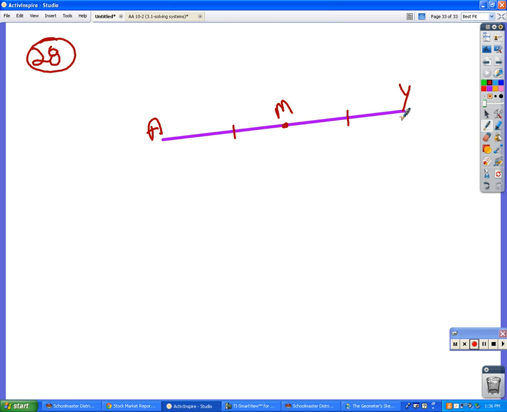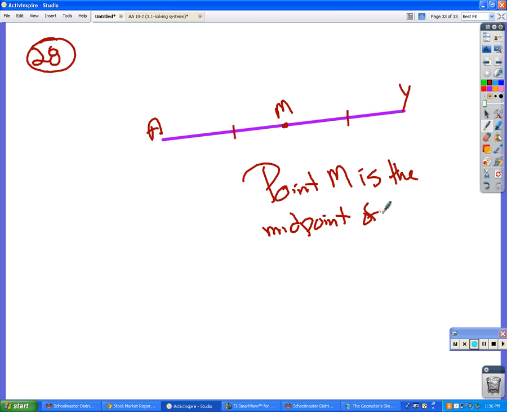Right, point M is the midpoint. And what kind of reasoning did we use to figure that out? Deductive. We never looked at a pattern, we used a definition. So that's deductive reasoning.